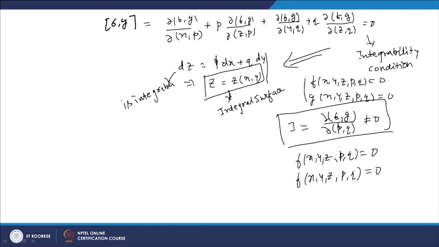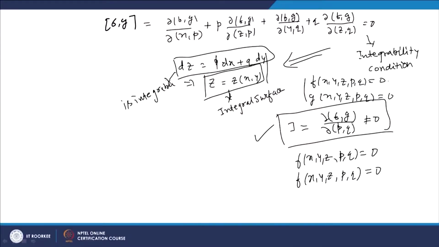So here the Jacobian being non-zero is quite important, which helps us to find p and q in terms of x, y and z. And this bracket [f, g] equal to 0 is an integrability condition which makes sure that this differential equation is an exact derivative of some function z equal to z(x, y).